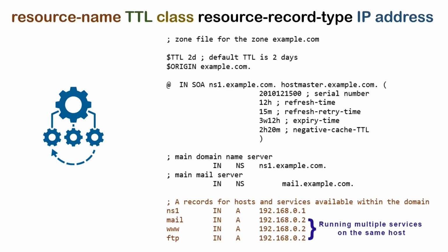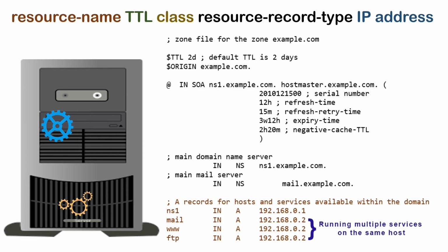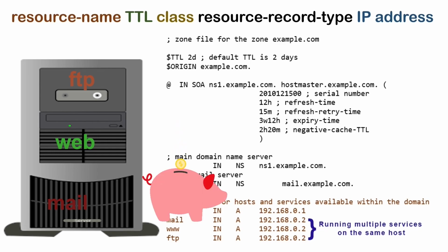We can also map multiple names with a single IP address. You can use this feature when you run more than one service on the same host. For example, if you have a small website and use only a few email addresses for management and communication purposes, you can run the mail, web, and FTP services on the same server. This setup allows you to save the cost of additional servers.